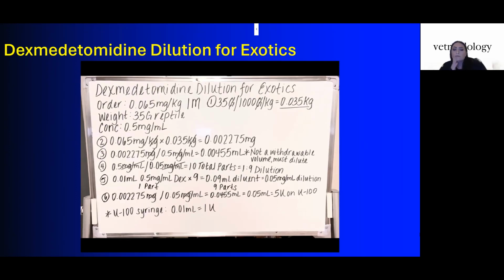So then we go ahead and take our original milligrams and divide by our concentration. So 0.002275 milligrams divided by 0.05 mg per mil equals 0.0455 mils, or 0.05 mils, which is also 5 units on a U100 syringe. On a U100 syringe, every 0.01 mils is equivalent to 1 unit.